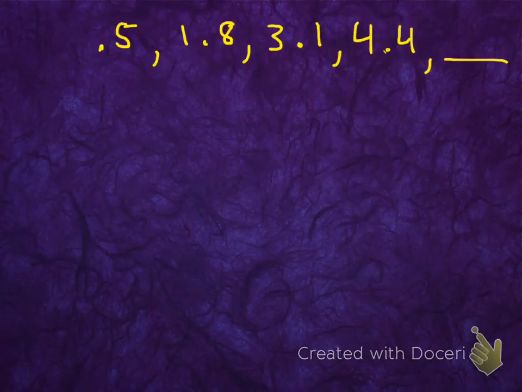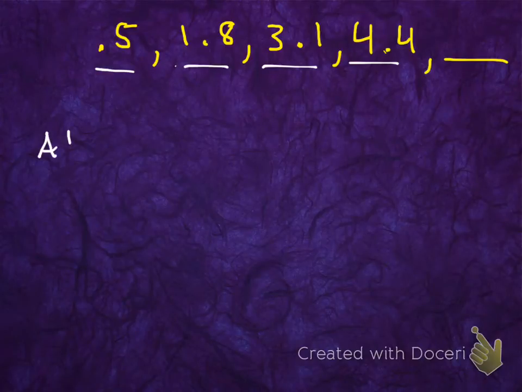Here's another example. We have a sequence of numbers, and we first need to figure out the rule for the pattern of this sequence. And once again, I could see that the numbers are increasing because I'm starting out with 5/10, and then increasing to 1 8/10, to 3 1/10, to 4 4/10. Therefore, I know my rule is going to be adding by a certain amount. I need to figure out what that certain amount is.